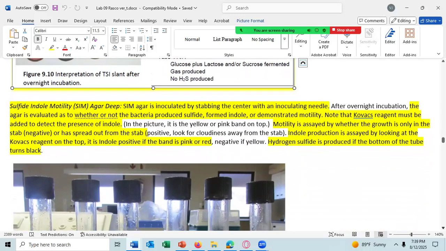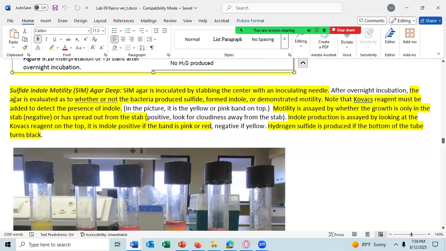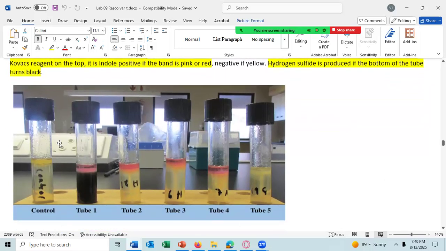All right, let's talk about the sulfide indole motility test. It is a test that when you inoculate the tube, you can look at the production of hydrogen sulfide, you can look at the production of indole, and then you can look at the motility of the species inoculated into the SIM tube. So you stab inoculate the tube, which I don't see it on the control there, but let me blow this up.